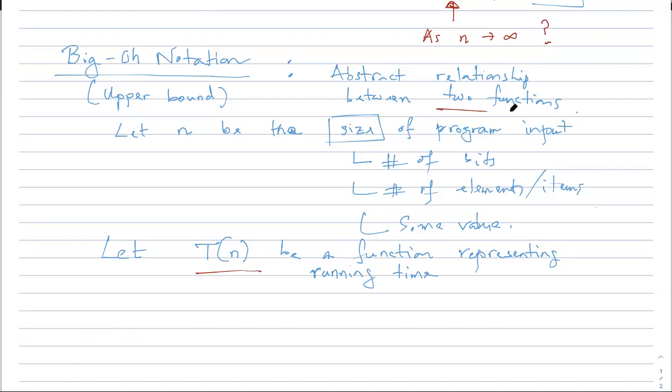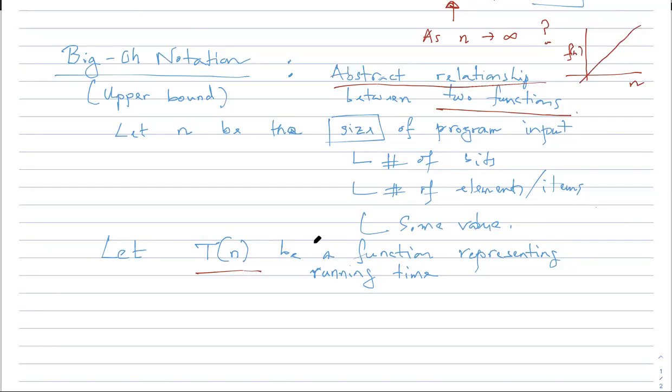So therefore, we are just interested in establishing an abstract relationship between the T of n, which is the running time, and another function, which we can understand how it grows in general. For example, another function can be just a linear function. Suppose this is f of n and this is n. A linear function typically grows like this, so as n grows, it grows linearly.